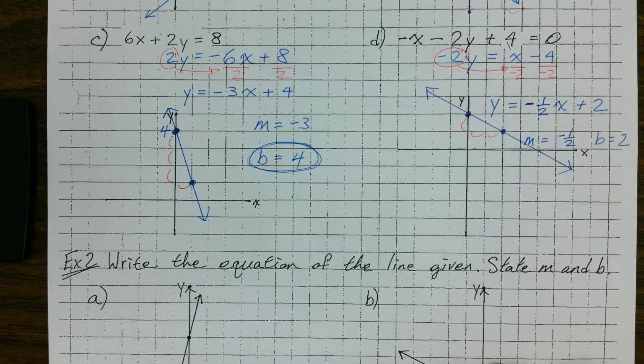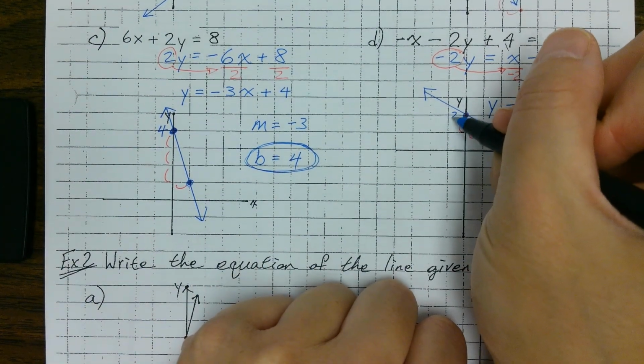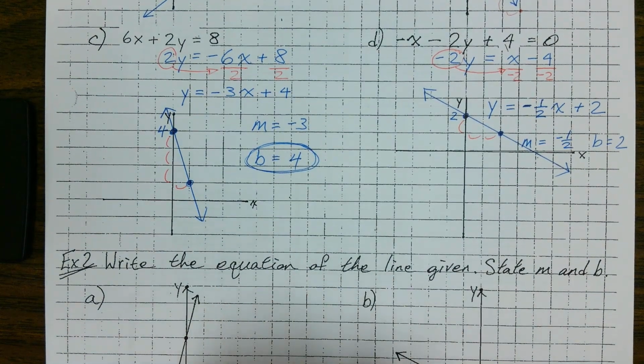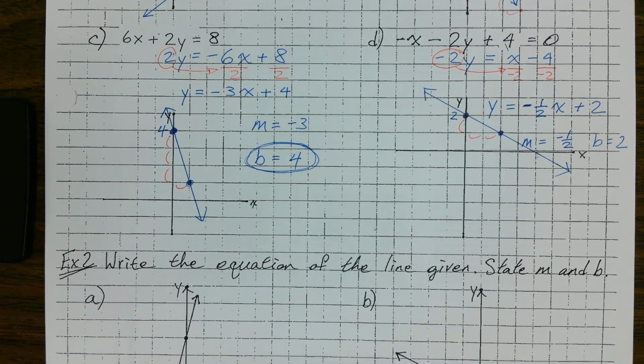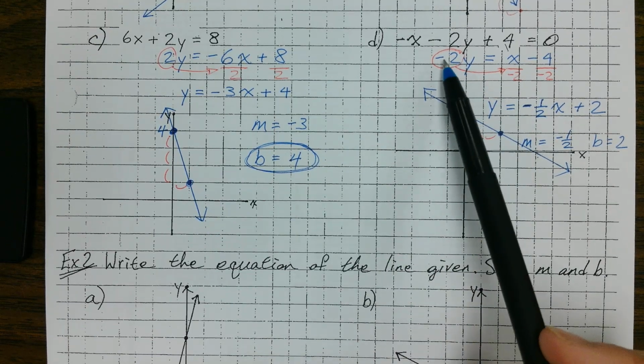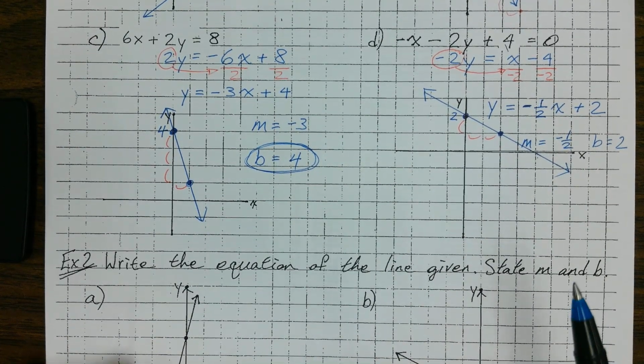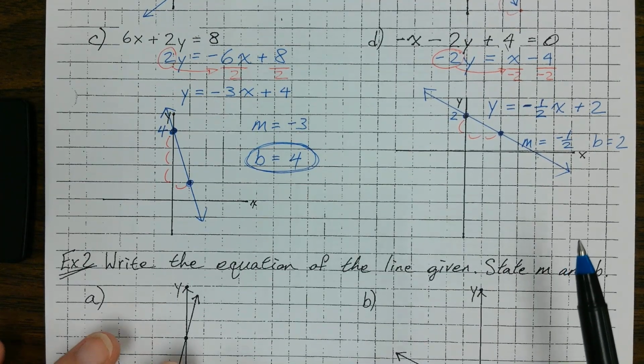Okay, so this is my answer. This is what my line looked like with a y-intercept of 2 and a slope of -1/2. How many of you got that? Okay, good job. If you did not, it's most likely the negative sign that you missed. Be very careful with the positive, negative sign.